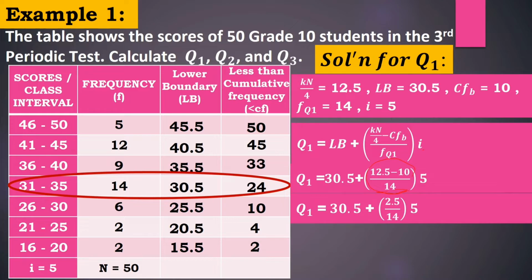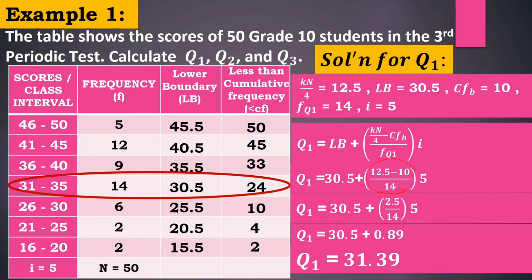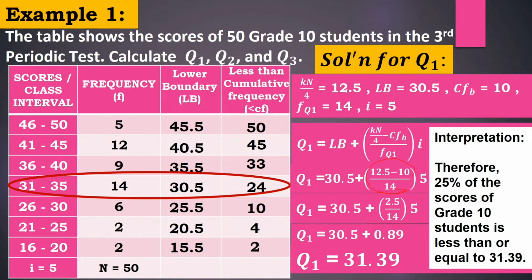So, 2.5 divided by 14 times 5 is 0.89. So, 30.5 plus 0.89 is 31.39. So, Q1 therefore is 31.39. So, for the interpretation, therefore, since Q sub 1 is 25%, 25% of the scores of grade 10 students is less than or equal to 31.39.